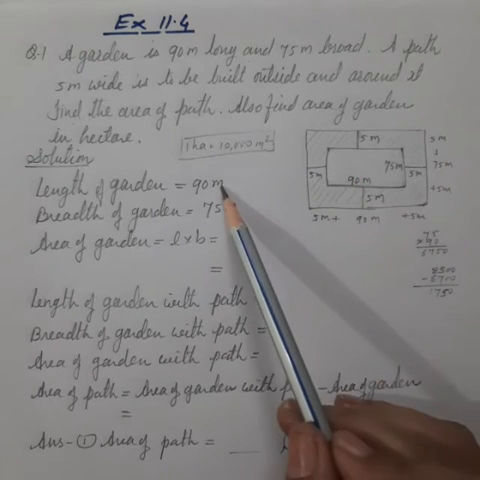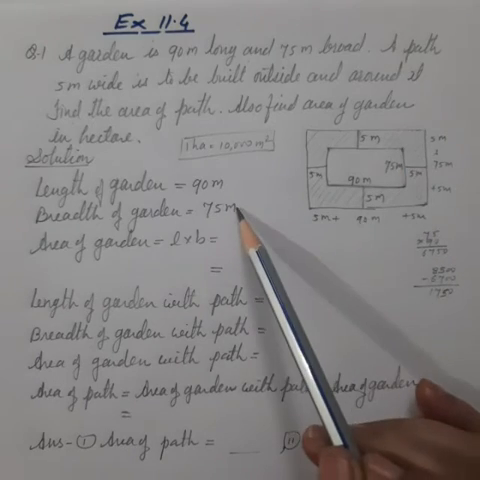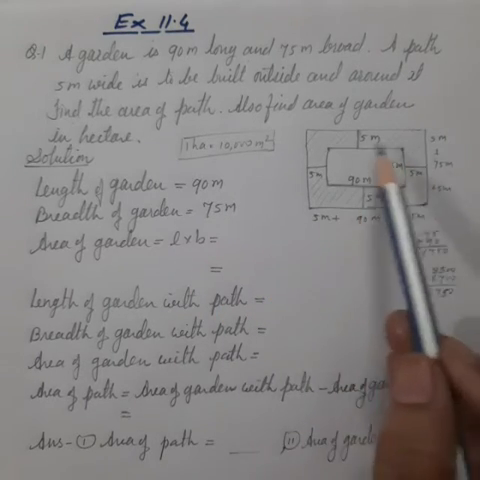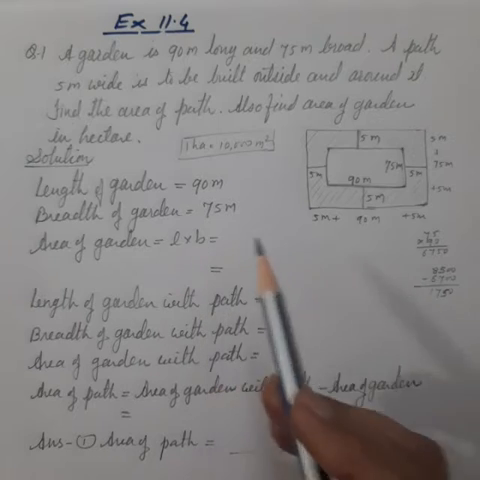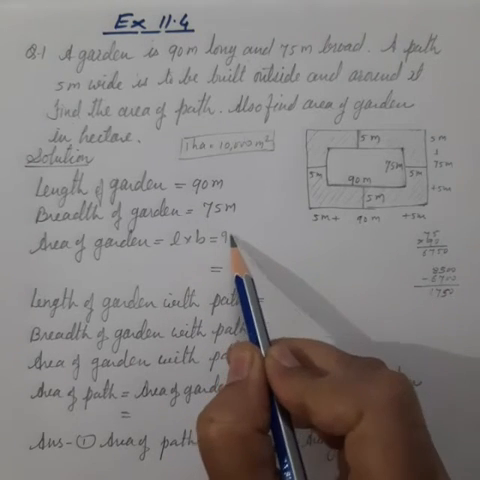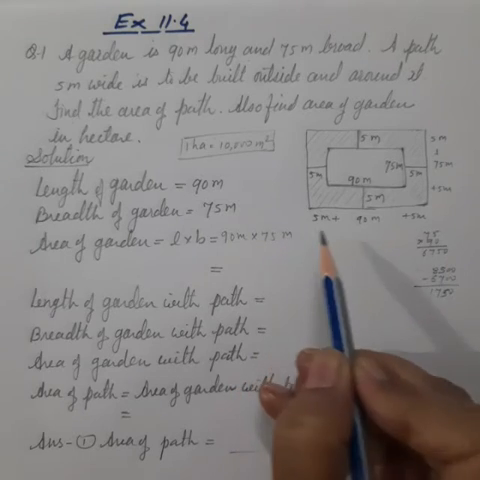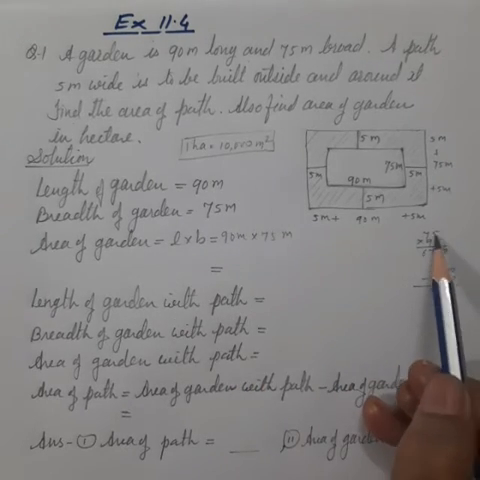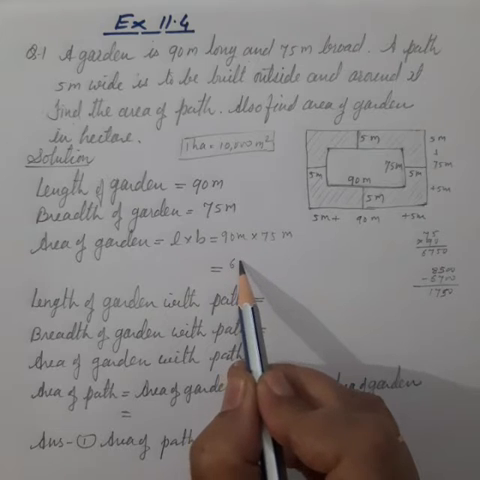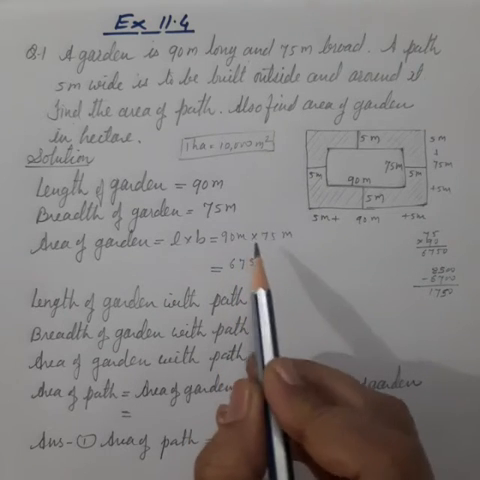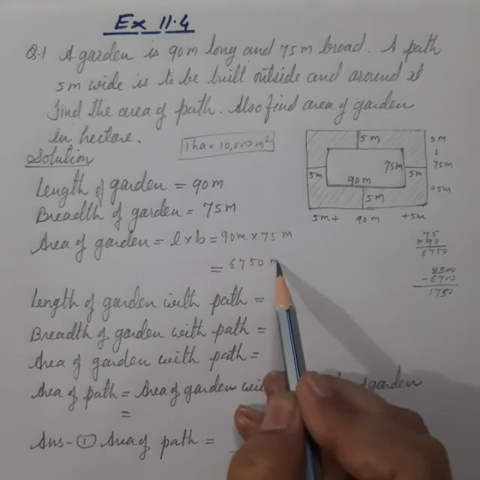Length of the garden is 90 meters, breadth of the garden is 75 meters and it is in rectangular shape, so area is length into breadth. Length is 90 meters, breadth is 75 meters. 90 into 75, we get here 6,750 meter into meter, square meters.